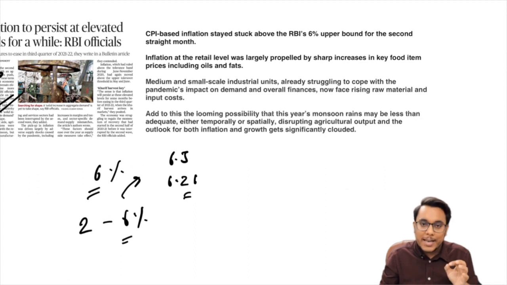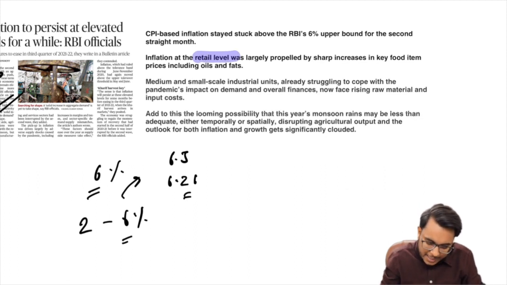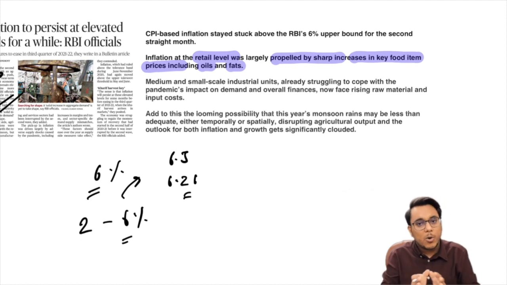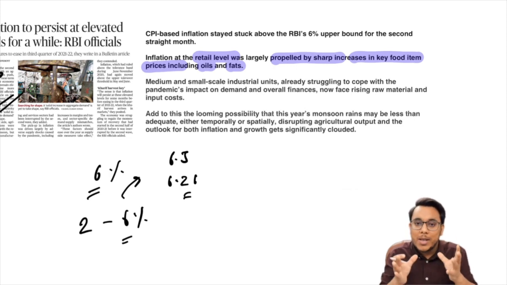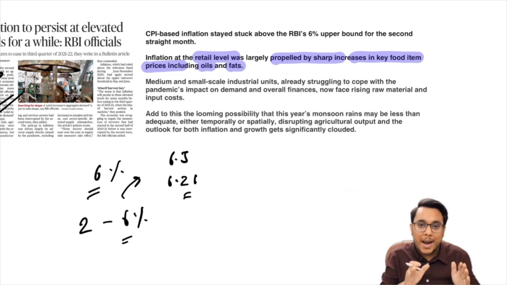Now, when we talk about inflation, guys, we find that at the retail level, inflation is largely being propelled by the sharp increase in the prices of food items, including oil, fat, pulses. In all ways, the prices have increased. So, guys, here it has been suggested that the government needs to cope with how the inflation can be reduced. The second factor increasing the inflation is that oil prices have also increased. Petrol and diesel prices have been at an all-time high, and high petrol and diesel prices impact the transportation cost, and the transportation cost increases the food prices, and at the end of the day the inflation will increase.